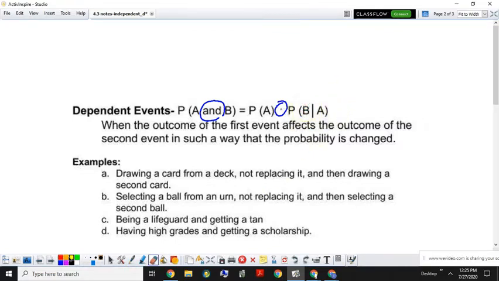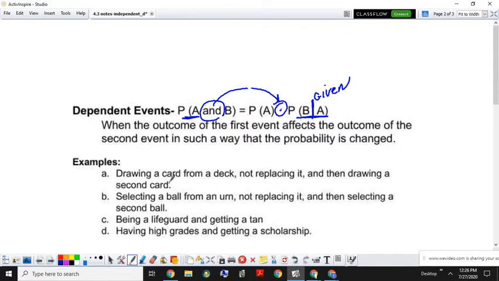Okay, so what we're going to do here is still multiply. So we're going to do the first probability. Then we're going to multiply, and then we're going to do the second one. This means that I'm going to do B, given that I've already done A. That's what that line means, given that I've already done A. So this second probability is dependent, that's why we call it dependent on what happened first. Okay, so when the second one is affected by what happened first, we call that a given.